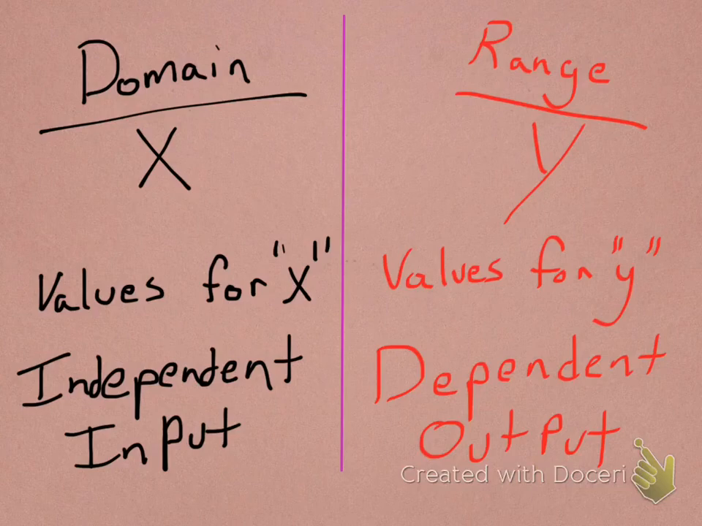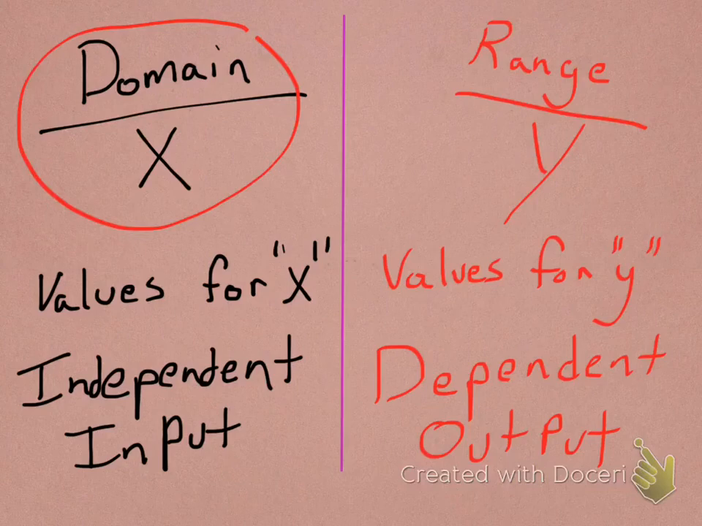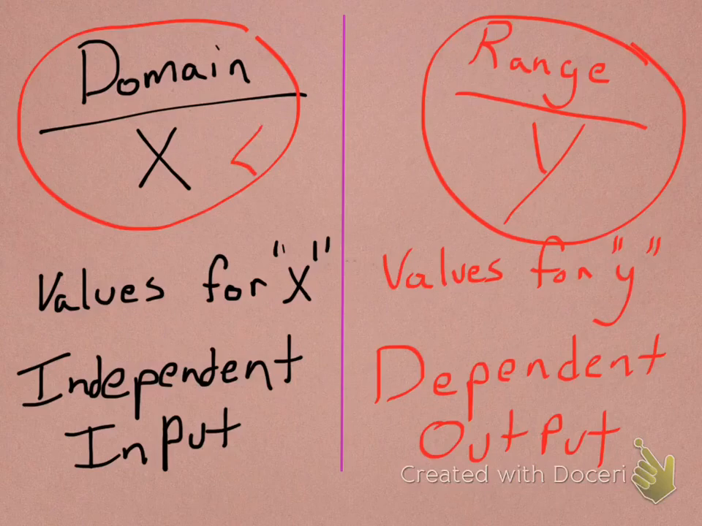So this is the best way you can remember this. You notice that domain starts with a D and range starts with the R. Well, x goes first in the alphabet before y. So does domain before range. So domain goes with x and range with y. Now, as far as independent and dependent, you just have to know that x is always the independent. It's always the input. And y is always the dependent. It always depends on what x is, so you can get an output back.